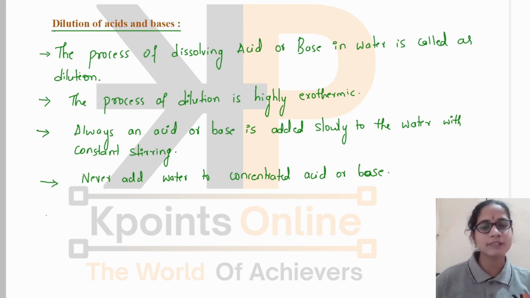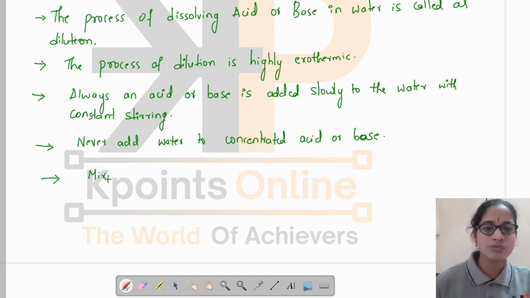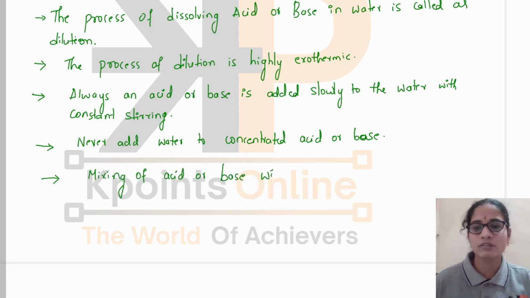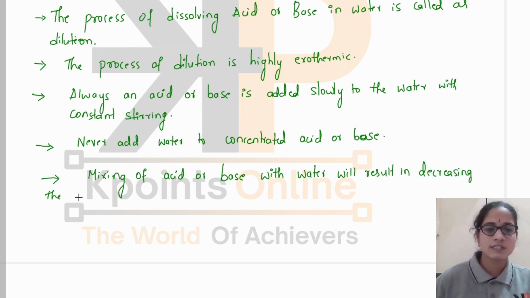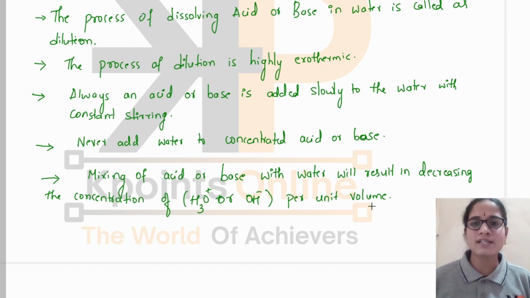What happens to the mixture after dilution? Is there any change in the mixture? Yes. Once you add acid or base to the water, there is a decrease in the concentration of H plus ions or hydronium ions in case of acid, or hydroxide ions in case of base. Mixing of acid or base with water results in decreasing the concentration of hydronium ions, or hydroxide ions in case of base, per unit volume. This process is called dilution.